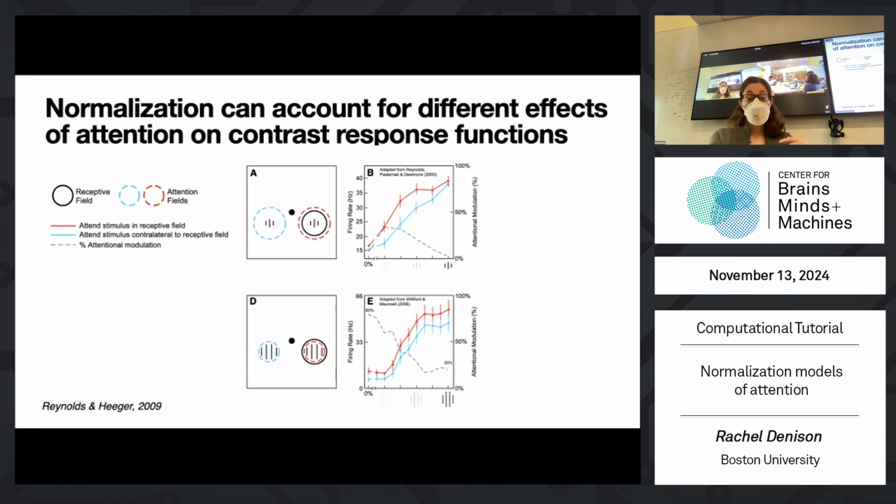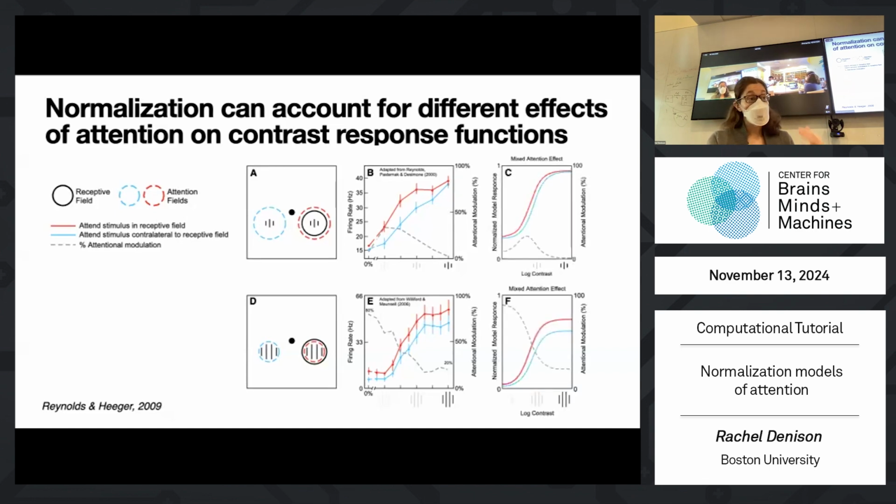This is just one example of showing how changes in the relative size of the attention field and the stimulus can lead to different changes in the contrast response function, either contrast gain or response gain under different regimes. So this is making good quantitative predictions about what neurons are doing and how attention is modulating these things.